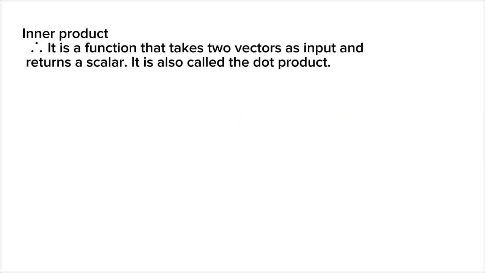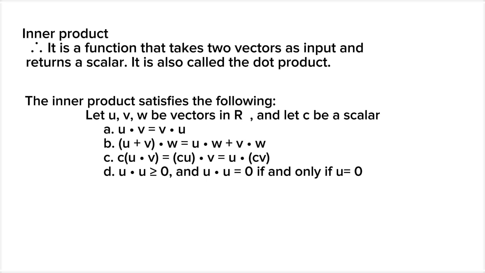So an inner product is a function that takes two vectors as an input and returns a scalar, which is also called a dot product. Properties of inner product. The first one is the commutative property. This property is expressed as u · v equals v · u.